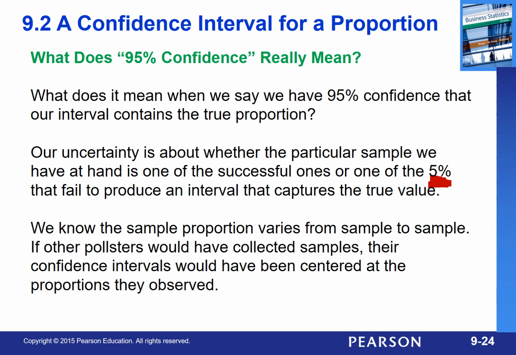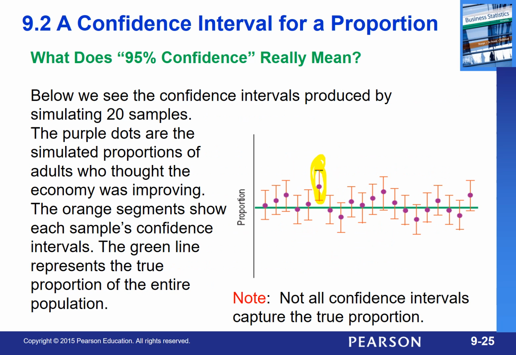So what does that 95% confident thing really mean? What does it mean that we say that our confidence interval contains the true proportion 95% of the time? Well, we're 95% confident, which means about 5% of the time, I'm going to fail. I'm going to miss the true value. Oh no! We know that since we have variation from sample to sample, if we happen to have gathered a not so representative sample completely by random chance, about 5% of the time we will miss the true proportion. Let me give you a visual that kind of helps you with that.